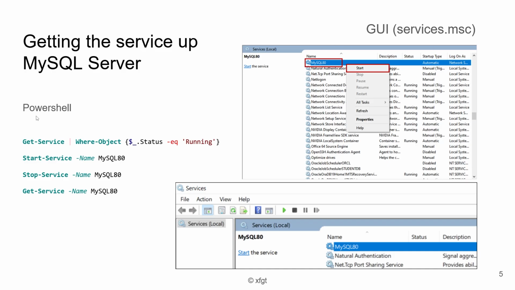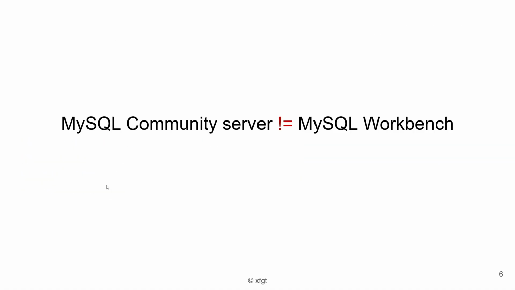In Windows, you can use PowerShell. You can start the service with this cmdlet. You specify the name. In my case, it's MySQL80. You start the service with this cmdlet. You stop the service with this cmdlet. And if you don't know what services are currently running, you can check with this cmdlet, Get-Service. You can pipe it and select the objects that have the status running. You get the point. So let's continue.